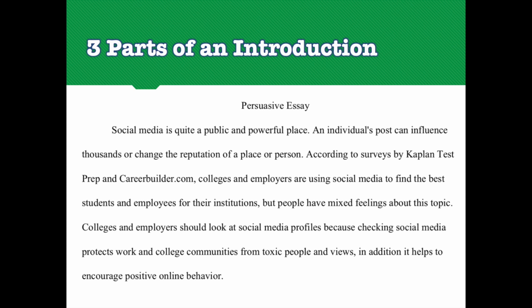The lead hook should be easy to spot here because of its location. It is the first sentence in the paragraph and in the whole essay. Social media is quite a public and powerful place. Does it serve its purpose? Well, does it bring in the topic? Absolutely. Social media is our topic. We might not quite talk about the debate question yet, but we do have the topic, and we have some captivating words such as public and powerful. So while it's a simply structured hook, I'd say that it's doing its job really well.